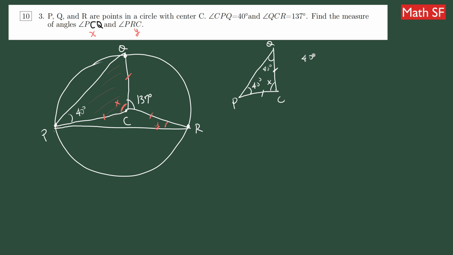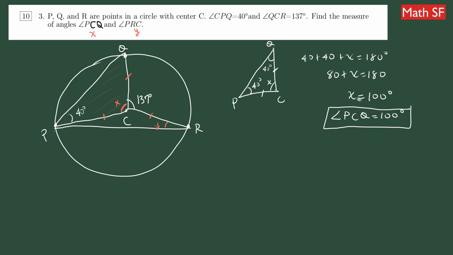So 40 plus 40 plus X should equal 180 degrees. So 80 plus X equals 180. Minus 80 each side, you're going to have X equals 100 degrees. And at the same time, X is the measurement of the angle PCQ, which equals 100 degrees. Alright, so now let's try to find Y, or the angle PRC. How are we going to do that? Well, let me write here that this part is 100.